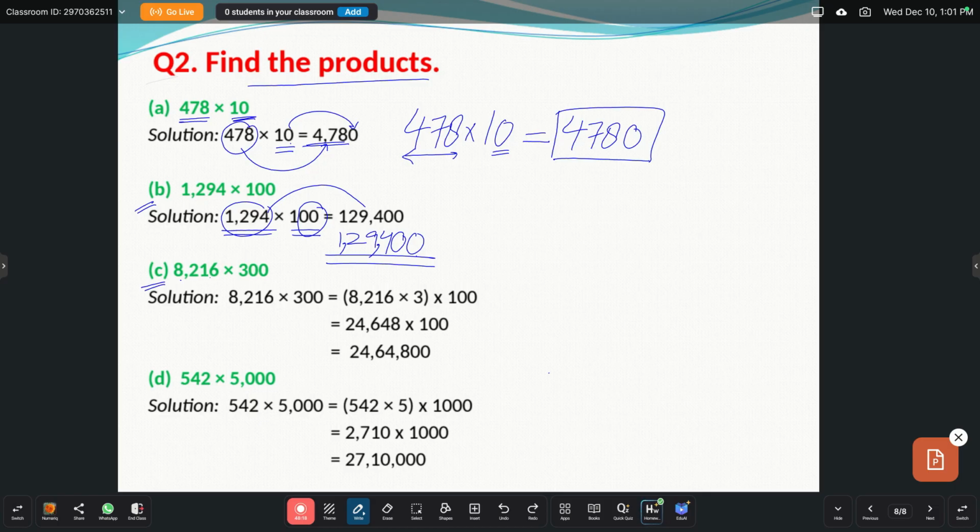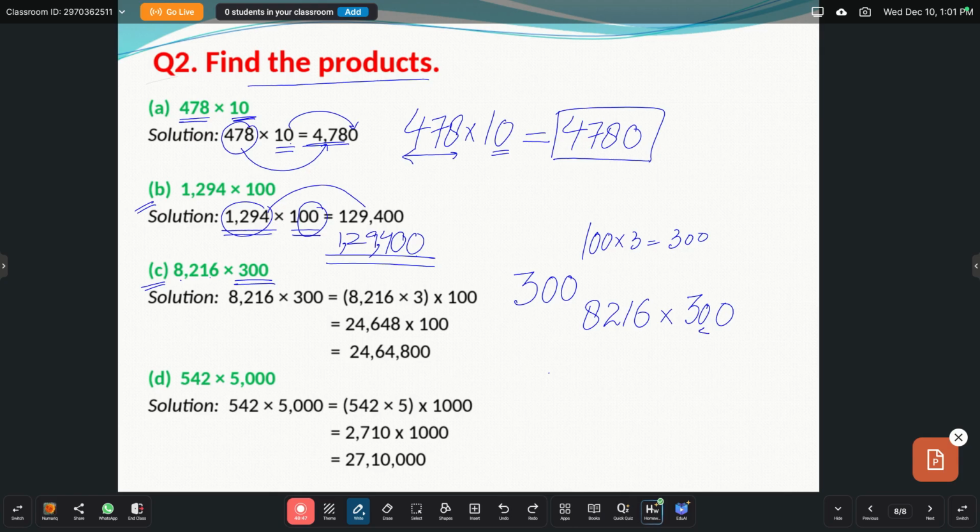Okay, now moving to part number C. This is 8,216 into 300. See beta, 300 is the multiple of 100. When we multiply 100 by 3, we get 300. So 300 is the multiple of 100. For this beta, I told you that if you have questions like this, let me write this question again here. This is 8,216 and I have to multiply it by 300.